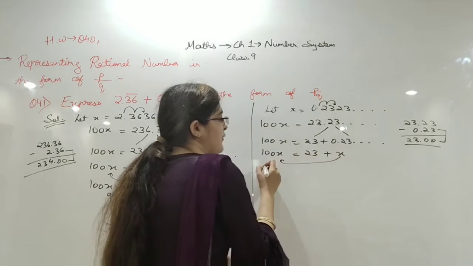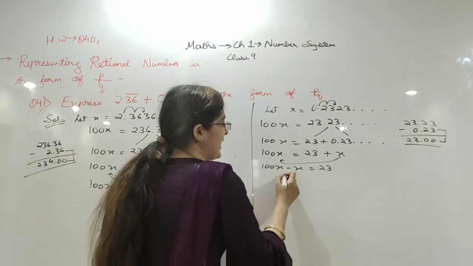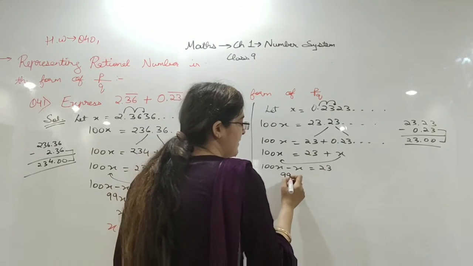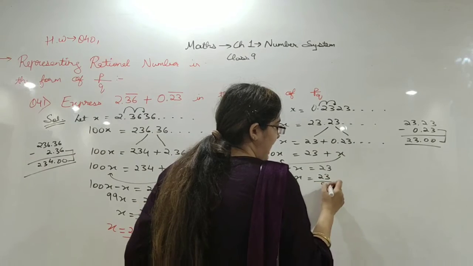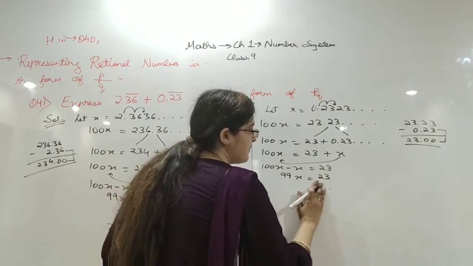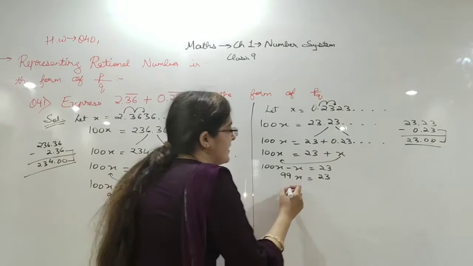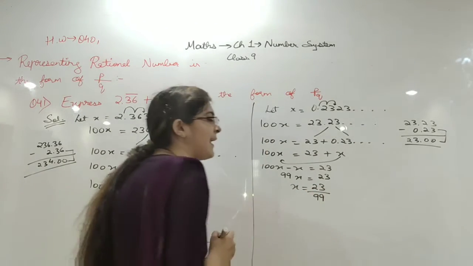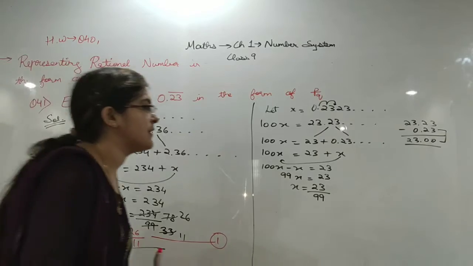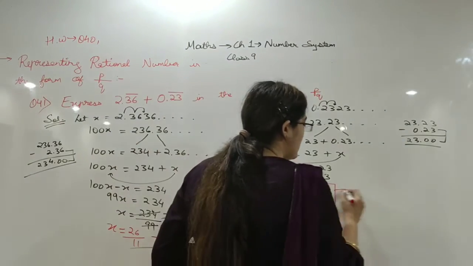Now x will shift towards LHS. What do we get? 99x is 23. Or 99x is equal to 23. In the next step we will get x is equal to 23 by 99. Okay, it will not cut by any number. So this is your equation 2.